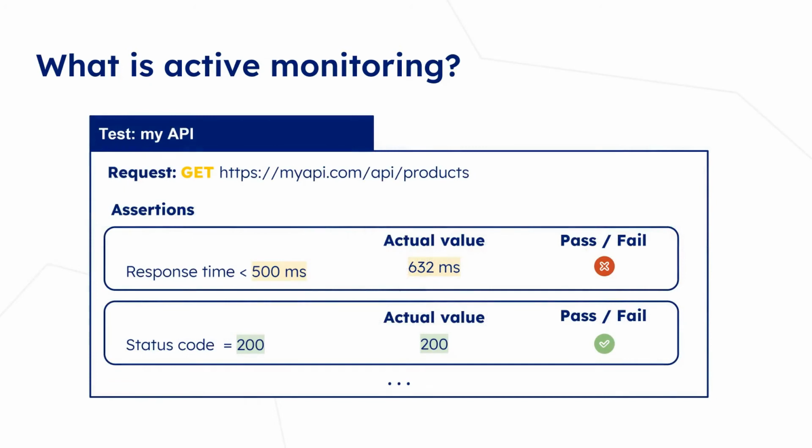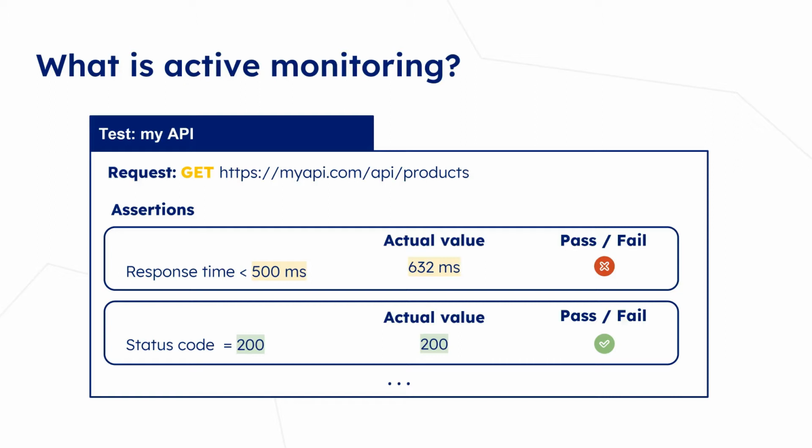Let's zoom in a bit and have a look at how a single test might look. This test, called My API, comprises two assertions. Here, a GET request sent to our example endpoint should return a response within 500 milliseconds. The actual response was completed in 632 milliseconds, so the assertion would be considered a failure.